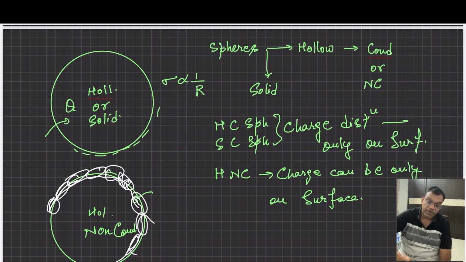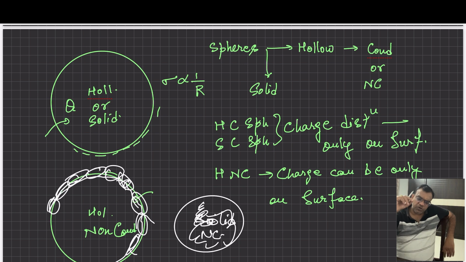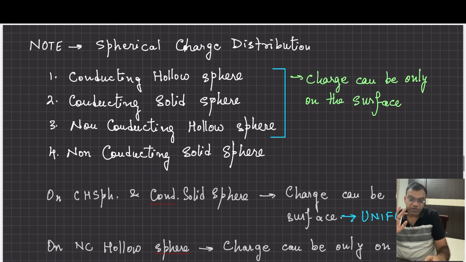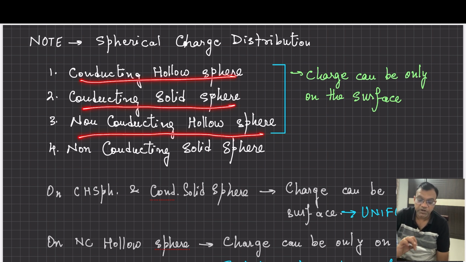And if I take a solid non-conducting sphere, then we can give the charge throughout the volume, or at any one particular region, or on the surface also. But generally, in the normal case, whenever we talk about a non-conducting solid sphere and say it is charged, it means the charge distribution has taken place throughout the volume. So in short, we now have four types of charge configuration in spheres: conducting hollow sphere, conducting solid sphere, non-conducting hollow, non-conducting solid.